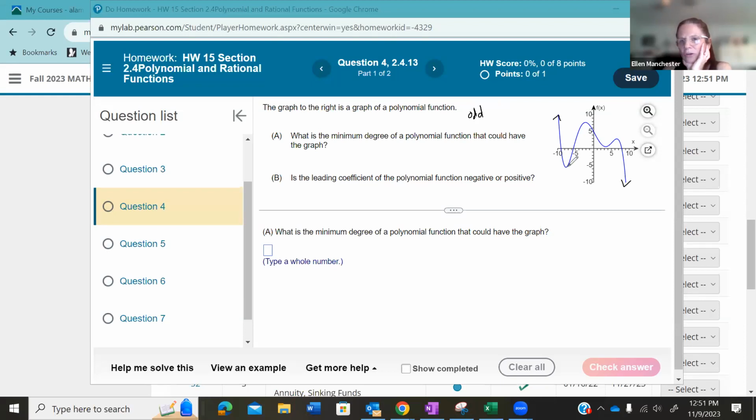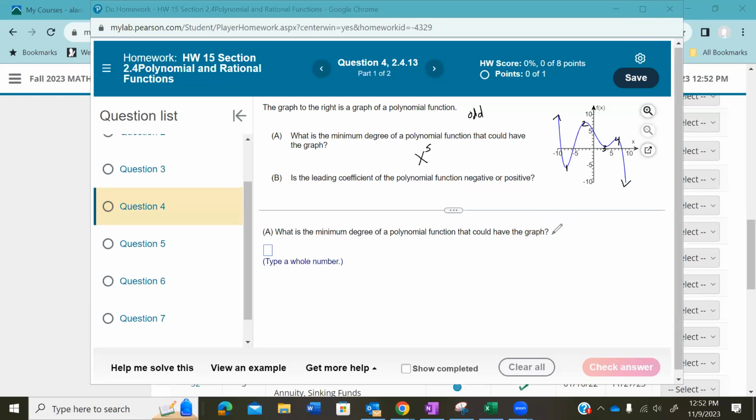So then you look at the turning points. So 1, 2, 3, 4, and then add 1. So it's going to be an x to the 5th power. And 5 is odd, so we know we're good there. And there's 4 turning points. So remember, the turning points is whatever the exponent minus 1. So that's why we add 1 to it.